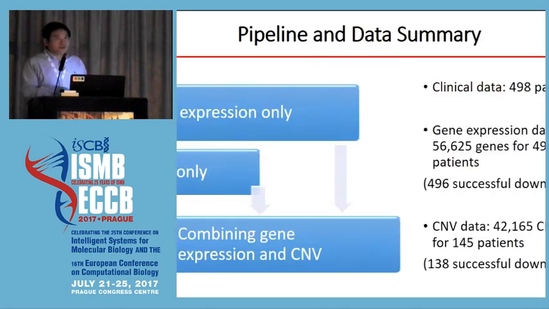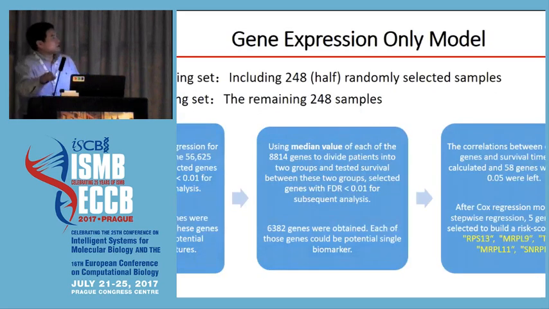difficult. So for our pipeline and data summary, we first use the gene expression data only to build the model. Next, we use the copy number variation data only for the second model. Last, we combine both data types and build the third model. That's our process.